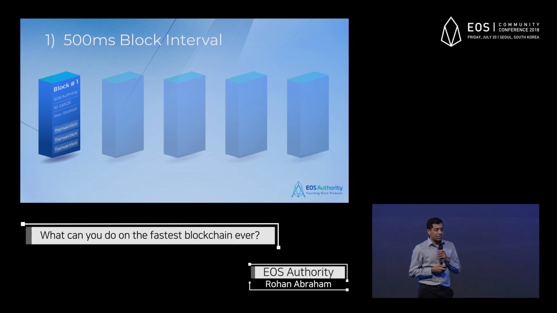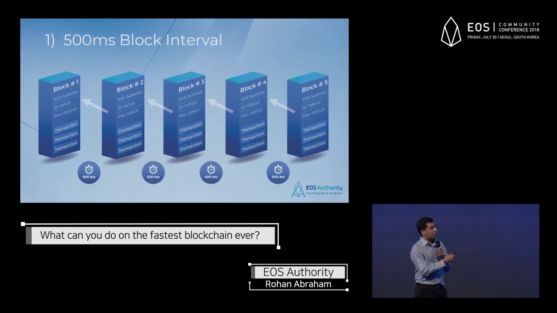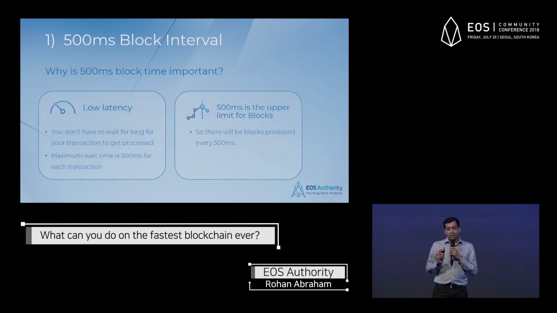And what's unique about EOS is it generates these blocks in 500 milliseconds. So in 500 milliseconds, you have one block, then the next, and so on. So every 500 milliseconds, you get blocks, and your transactions wait for 500 milliseconds before it's on the chain. So why is 500 milliseconds block time important? It's low latency. The moment you send your transactions in, you wait a maximum of 500 milliseconds, and this is pretty much the hard-coded upper limit. So you wouldn't be waiting longer than that.